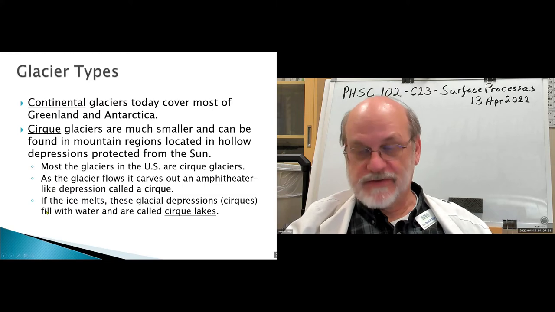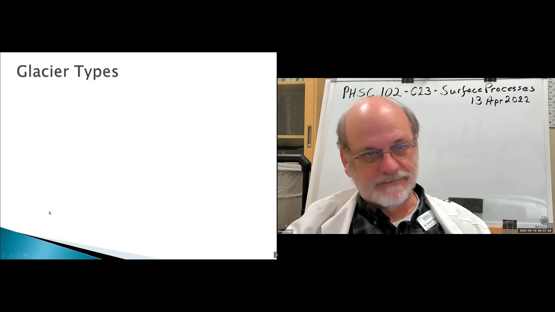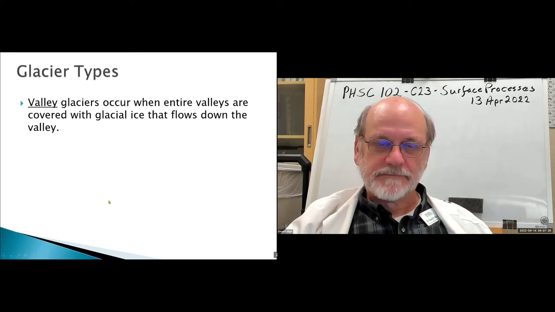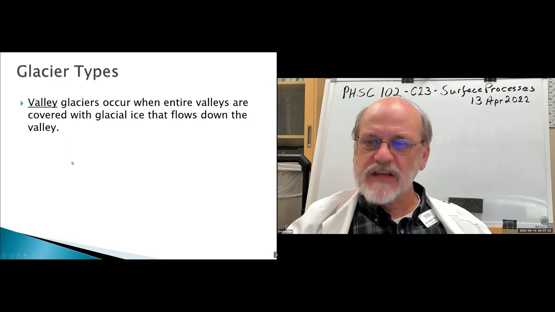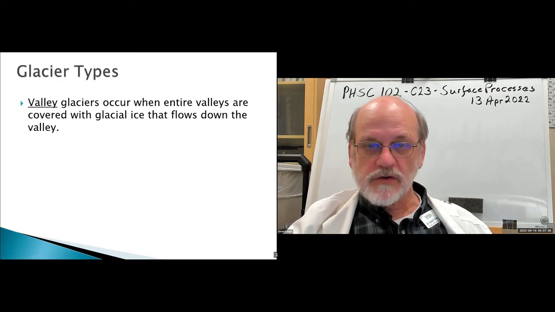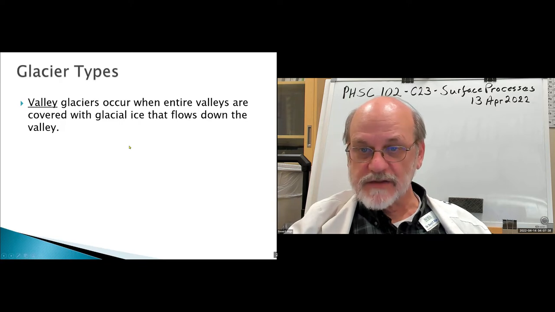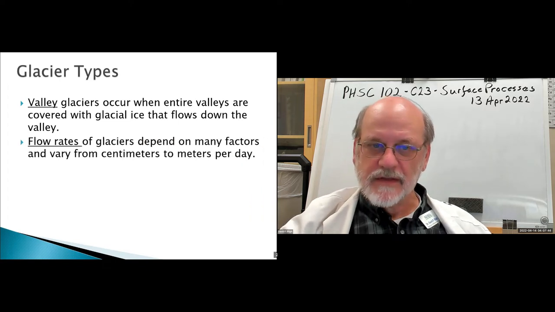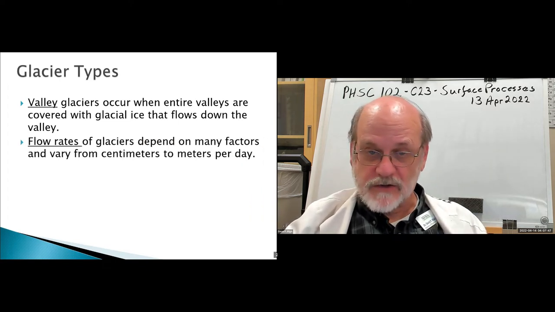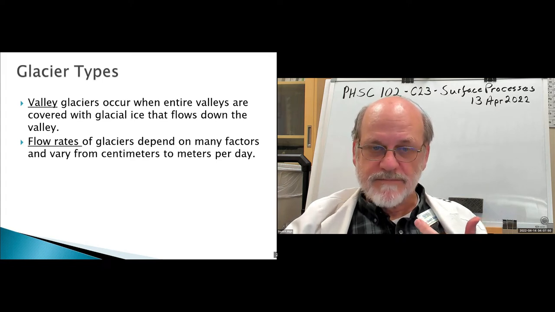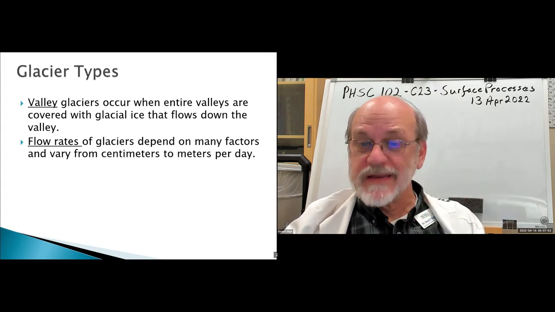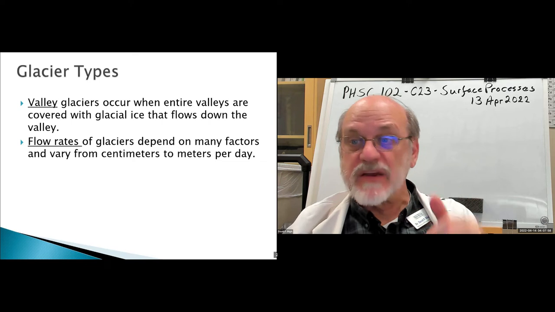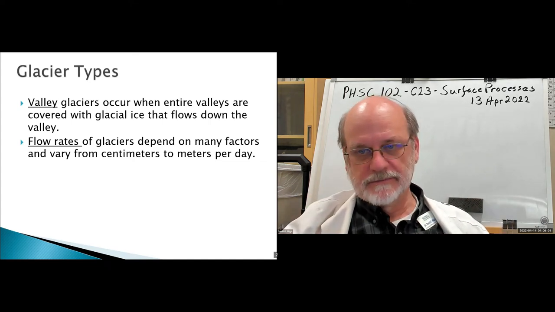But that's not the only thing that happens when a glacier moves. A valley glacier is a type of cirque glacier. It occurs when the entire valley is covered in glacial ice and the glacier flows down the valley. The flow rates depend on several factors. And we'll talk about those, but the flow rate can range from just a few centimeters a day to meters. I mean, they can move really fast.